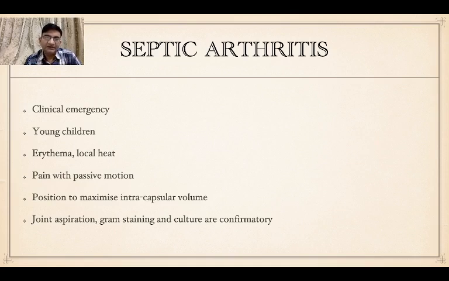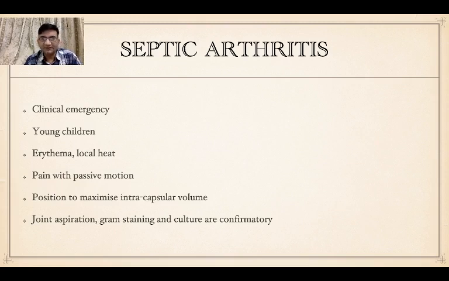The child tries to keep the joint in a position so as to maximize the intracapsular volume. Suppose a child is having septic arthritis of the hip joint, so he will keep the limb in a flexed, abducted, and externally rotated position so as to increase the intracapsular volume.